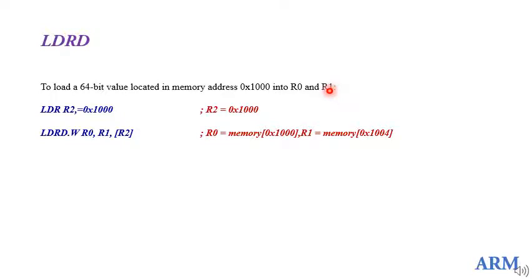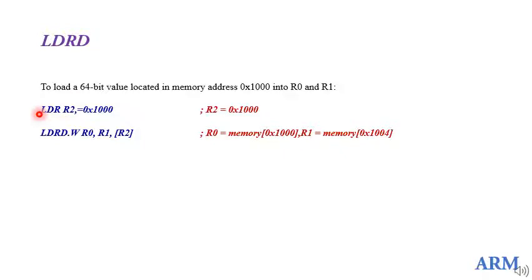The first instruction is LDR R2, =0x1000. This instruction is simply going to load R2 with 0x1000. The equal to sign is just going to load this value into the register. It is similar to your move instruction.